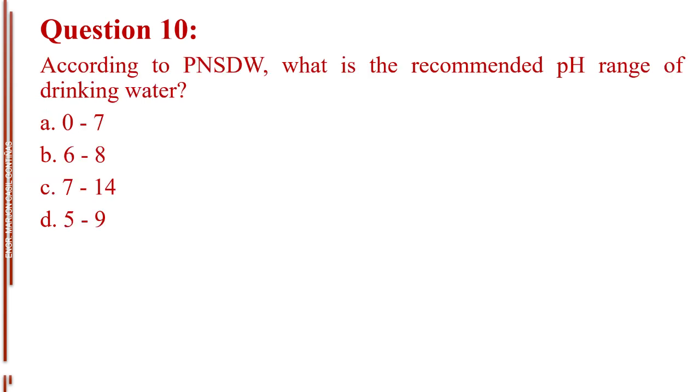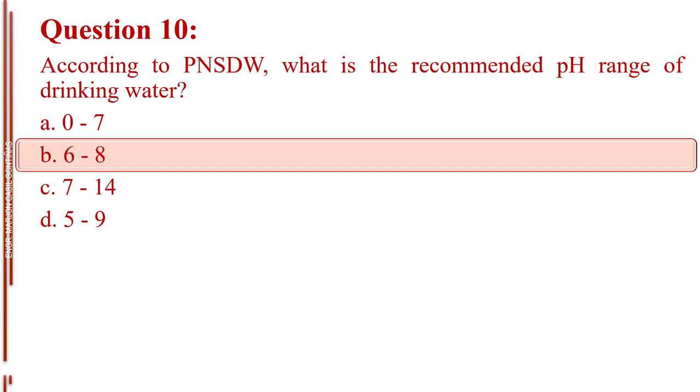Question number 10. According to PNSDW, what is the recommended pH range of drinking water? Letter A, 0 to 7. Letter B, 6 to 8. Letter C, 7 to 14. Letter D, 5 to 9. The answer is Letter B, 6 to 8.